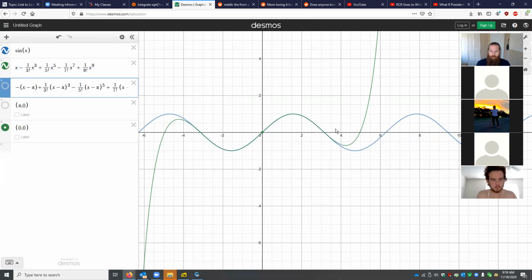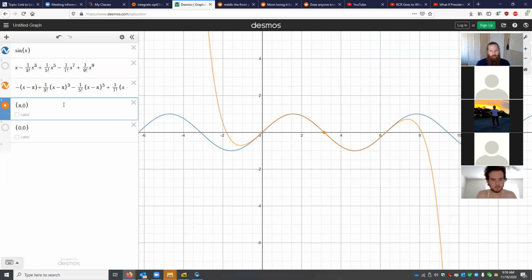You guys feel like you see the difference between the two different centers? Centered at 0, green stays really close to the blue as long as you stay close to 0. Centered at pi, the orange stays close to the blue as long as you stay close to its center, which is pi. And the convergence kind of grows symmetrically from this center. It's neat.